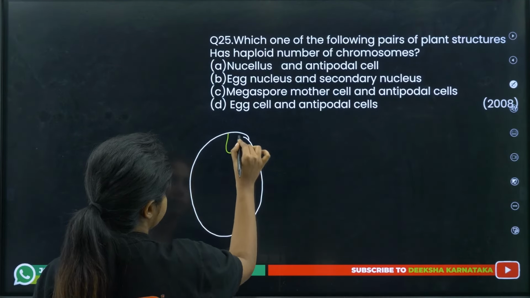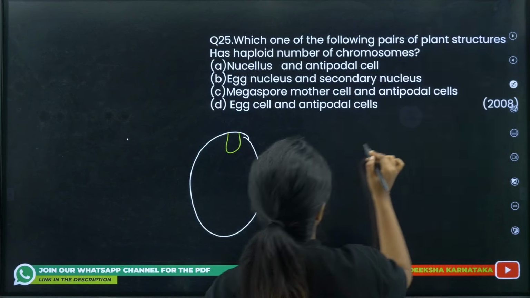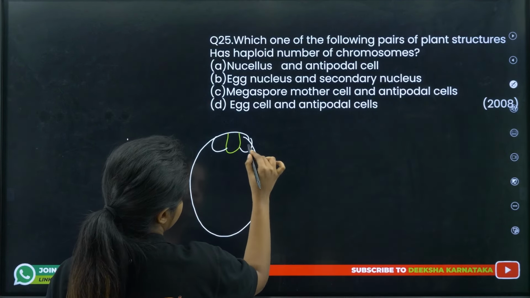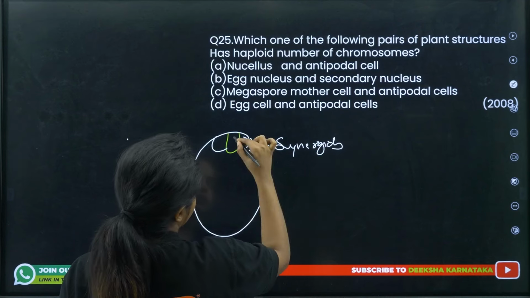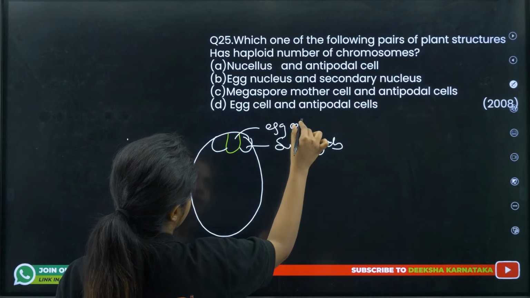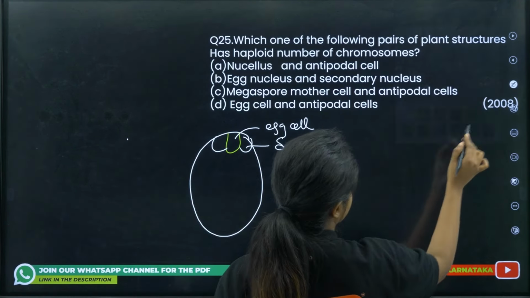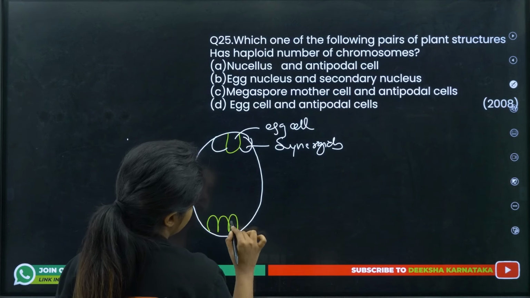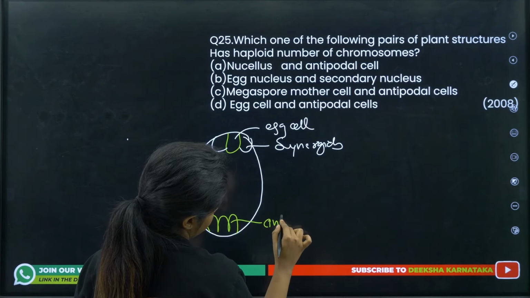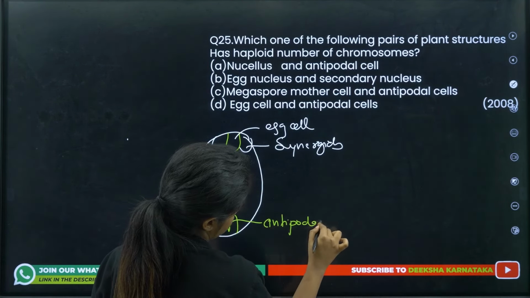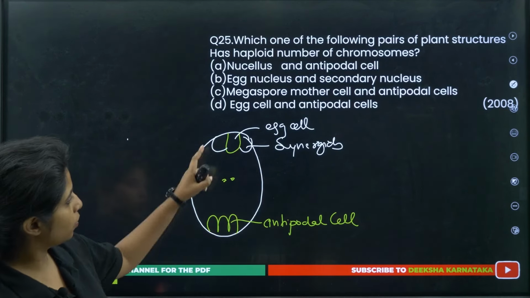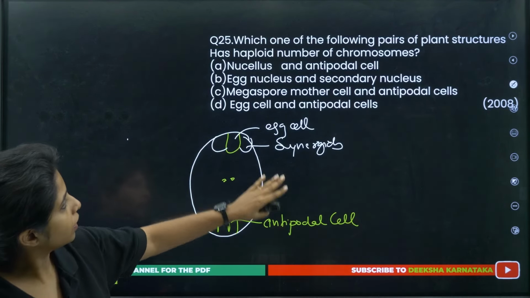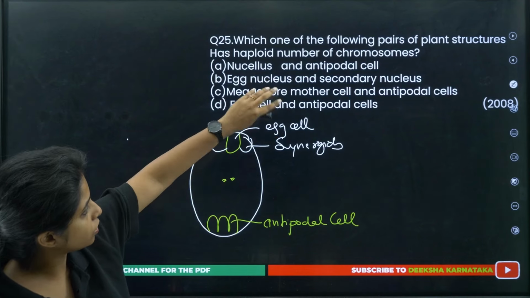One is the egg cell. The other ones are the synergids. So these are the synergids. This is the egg cell, and then they have antipodal cells and two polar nuclei. Now match which one is there. They are all haploid. So nucellus and antipodal cell, no, nucellus is not there.